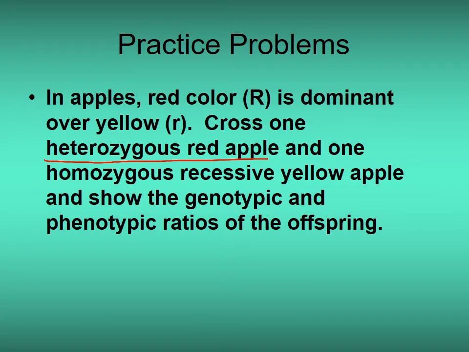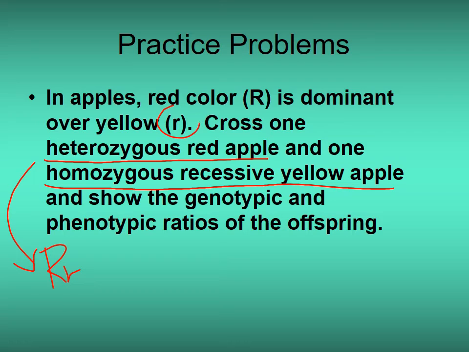Okay, heterozygous again means that the alleles are going to be different. So that means that its genotype is going to be big R, little r. Then we have this homozygous recessive yellow apple. Homozygous means the alleles will be the same, but it's telling you that it's going to be the recessive allele. So the recessive allele is this one, and its genotype is going to be little r, little r.